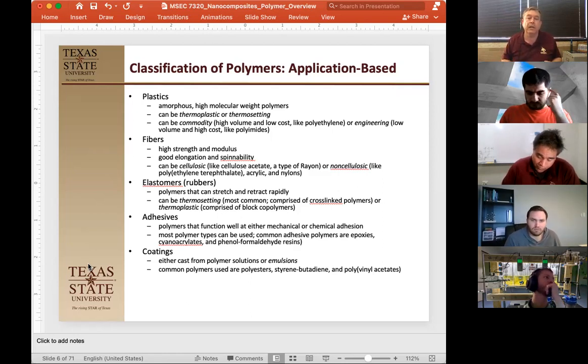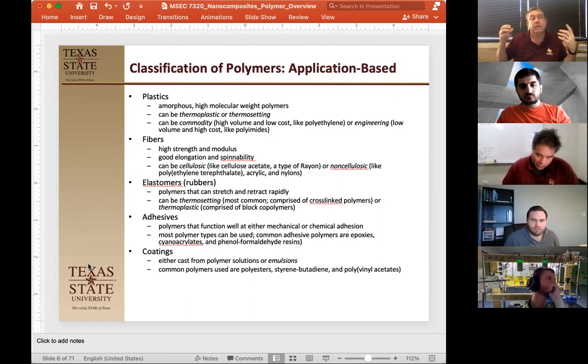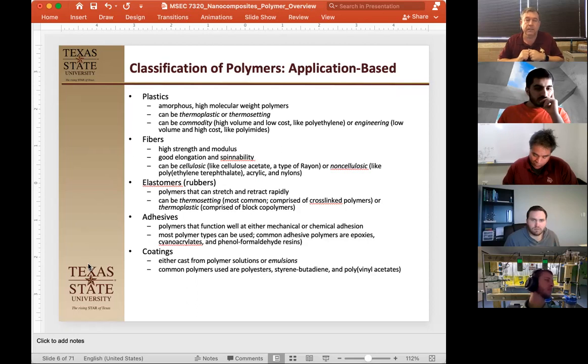And these are commodity polymers. You can buy, you know, a rail car full of these pellets that they can be used again and again. And they're typically very low cost, very high volume, and you can use them for a bunch of different shaped and molded devices.